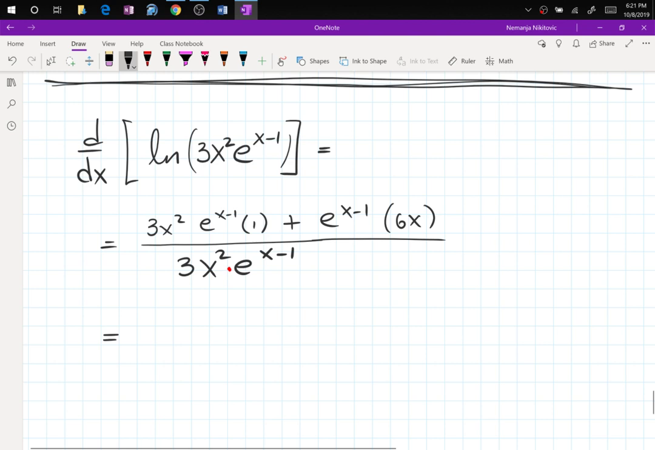Why is that divided by that? Oh, because that's the way the cookie crumbles.